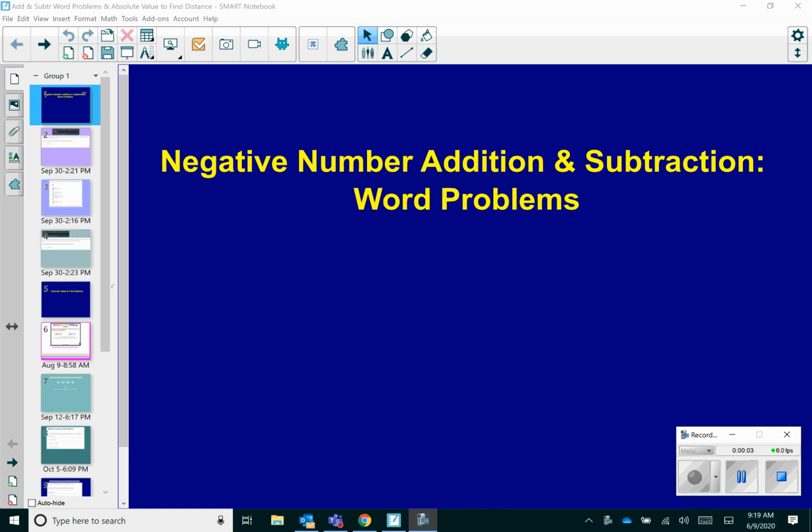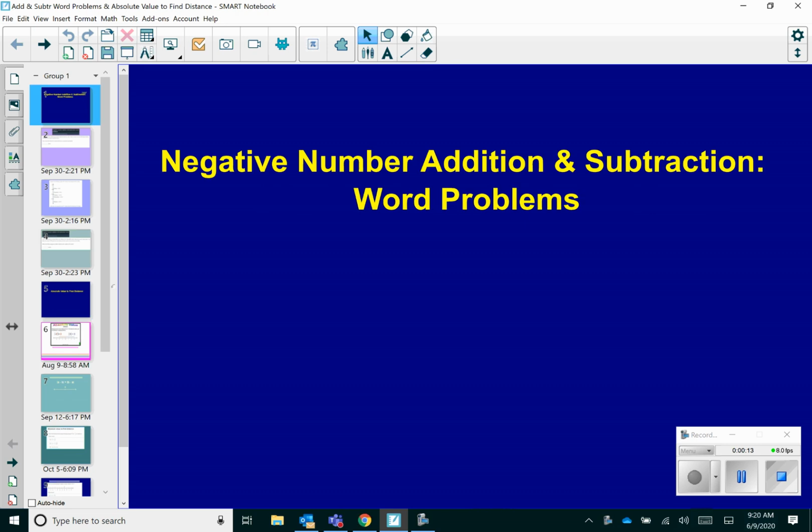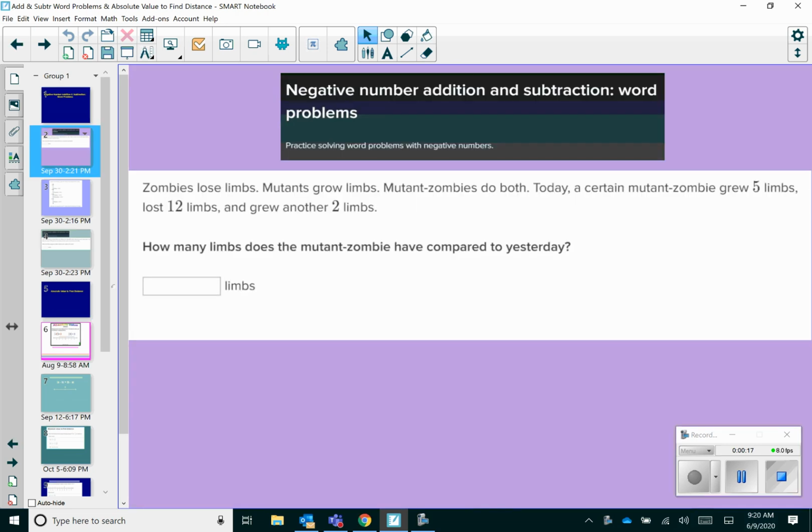Hello everyone, today we're going to talk about negative number addition and subtraction word problems, and then we're also going to talk about absolute value and absolute value to find distance. So let's start with some word problems, everybody's favorite. Really, the thing with word problems is you have to highlight your keywords, and sometimes you might need to read the problem a few times to understand exactly what they're asking you.